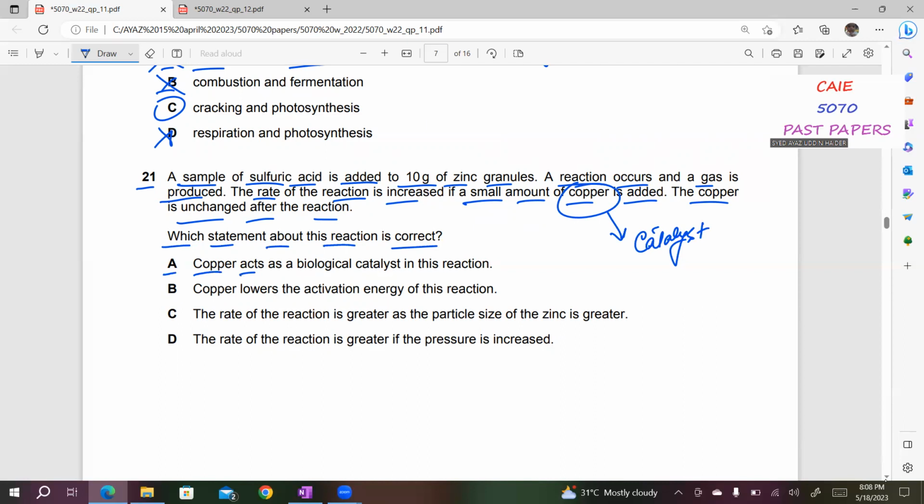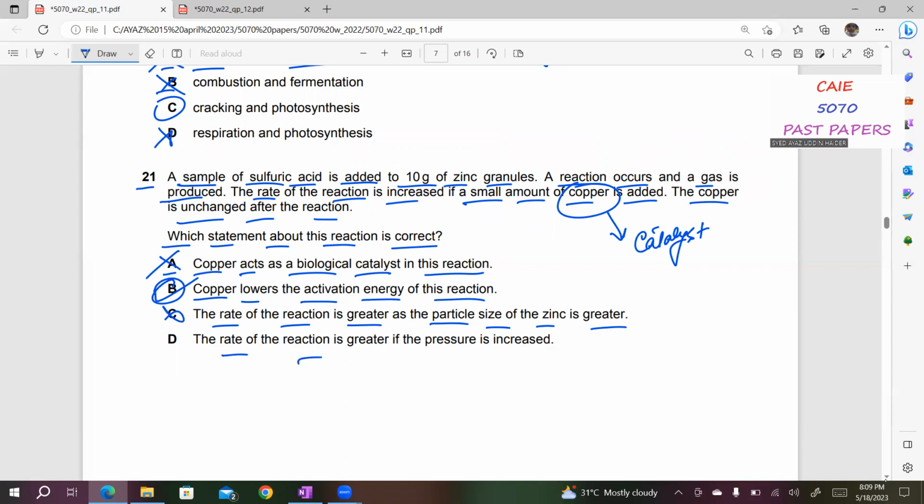A, copper acts as a biological catalyst in this reaction. No, it's not acting as a biological catalyst. Instead, it's acting as a catalyst only. A is wrong. B, copper lowers the activation energy of this reaction. Yes, this statement is correct. I'm reading the other statements also. C, the rate of the reaction is greater as the particle size of the zinc is greater. So it has nothing to do with the size of the zinc because they are not talking about the size of the zinc. So this is also irrelevant, wrong.